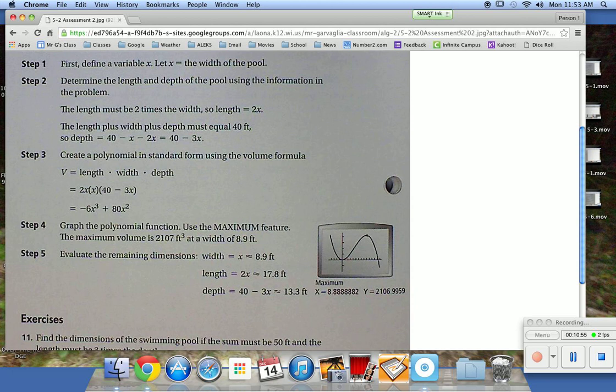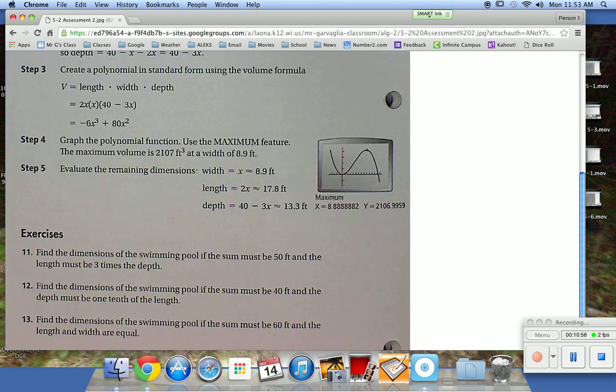It's going to take some thinking. What's that? What do we got in here? Find the dimensions of a swimming pool if the sum is 50. Well, what do you do different? And the length is 3 times. You see what you have to do? You have to interchange some numbers, right? Instead of 40, it's 50, and instead of 2x, it's 3. Okay? And it says here, the length must be 3 times the depth.